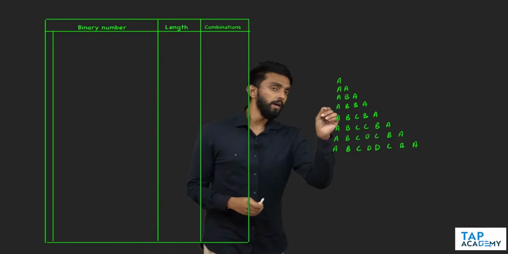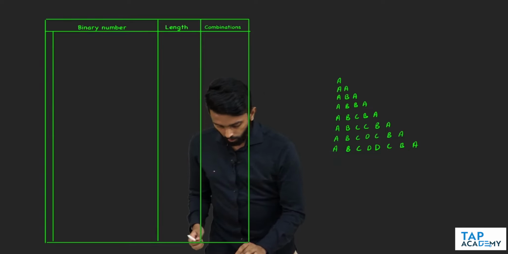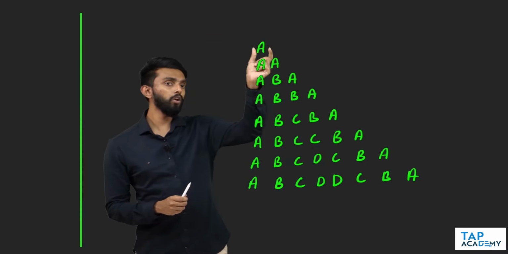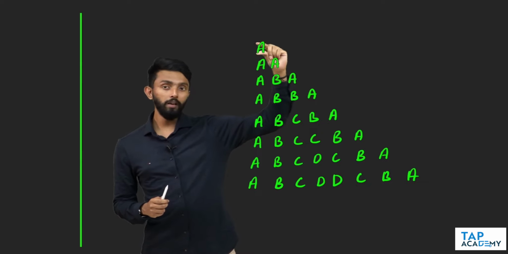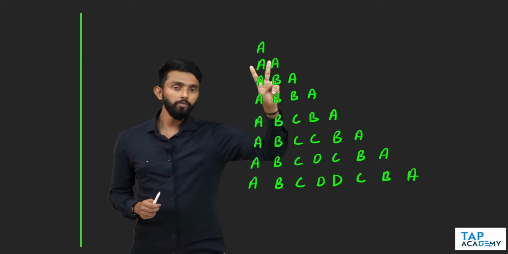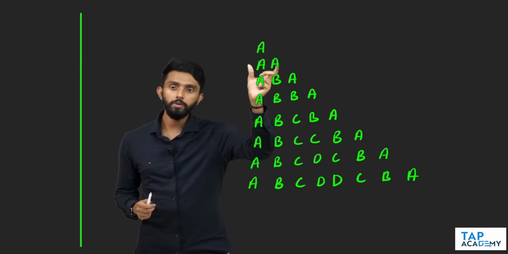Now look at this. This is a palindrome of length 1. So I'm just zooming it for your reference. This is a palindrome of length 1, right? So it can have only one combination. It can be 1 only, because in our case we cannot have 0. This is a palindrome of length 2. So see, whatever is the first digit, the second digit also has to be the same only.